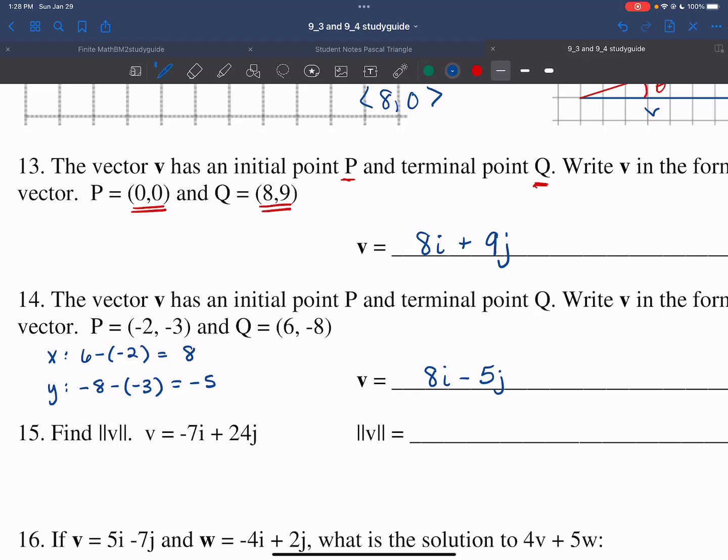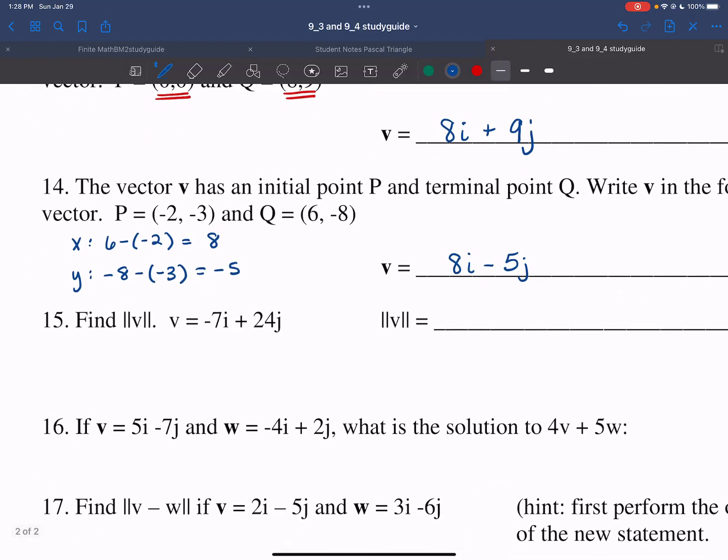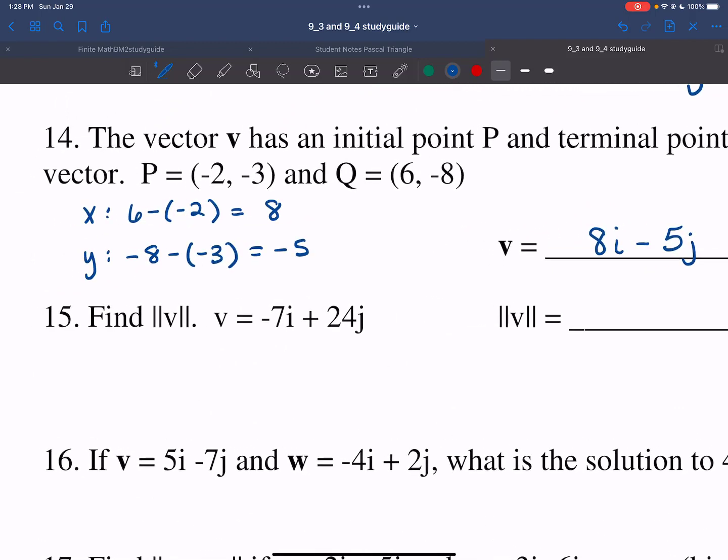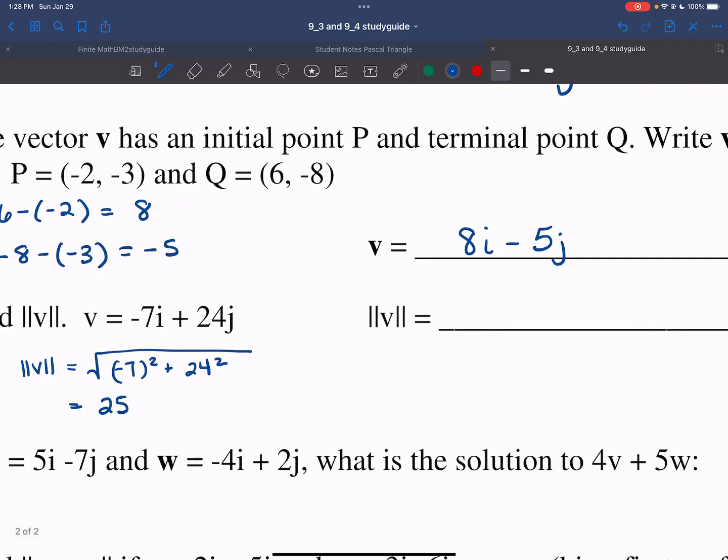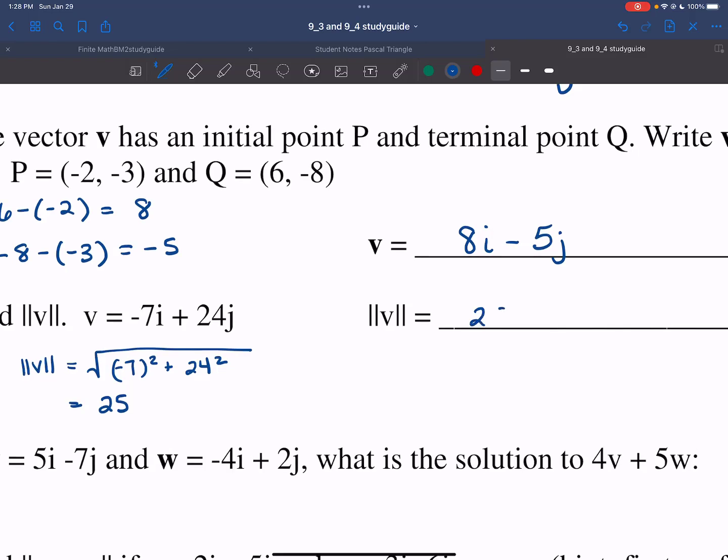All right, find the magnitude of v if v equals negative 7i plus 24j. So that is going to be equal to the square root of negative 7 squared plus 24 squared. And when you go ahead and square that up, you end up with a value of 25. And the reason I know that is because this is actually a Pythagorean triple. 7, 24, 25 is a Pythagorean triple. So the magnitude of v is equal to 25.